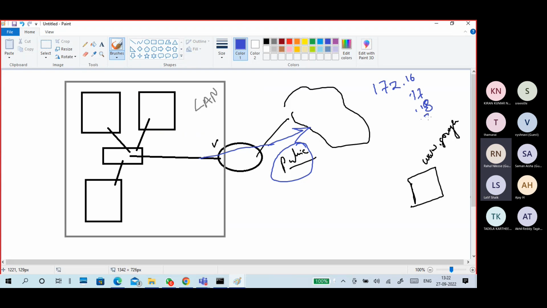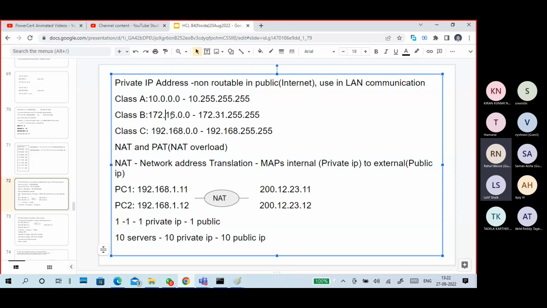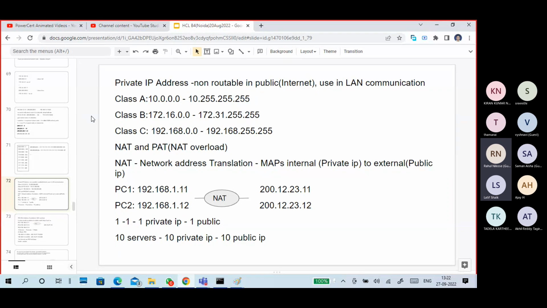172.16 up to 31, these are all private IPs. If you use 32, it is public. If you use 15, it is public. Okay, 172 is not changing, but 172.16.0.0 to 172.16.255.255 is one network. 172.17 is a different network, but also a private network.